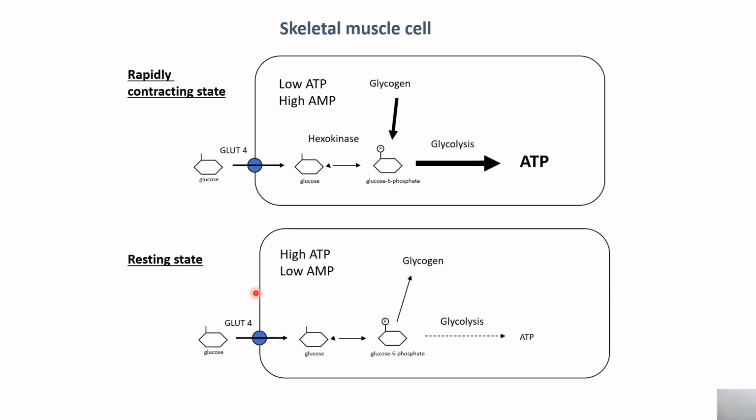In case of skeletal muscle, what happens? In a rapidly contracting state, the glucose will be taken in by the GLUT4 transporter, right? In low ATP and high AMP conditions, and it will get converted to glucose 6-phosphate. Glycogen is also there, and it will ultimately undergo glycolysis and give rise to ATP. In resting state, however, glucose is again taken in by GLUT4 and converted to glucose 6-phosphate, and then it gets converted to glycogen, and otherwise it gets catabolized via the glycolytic pathway.